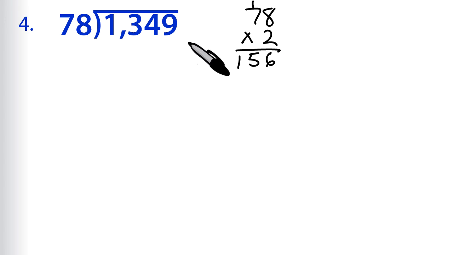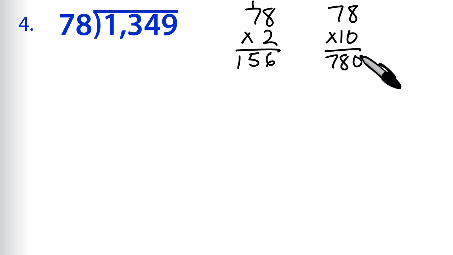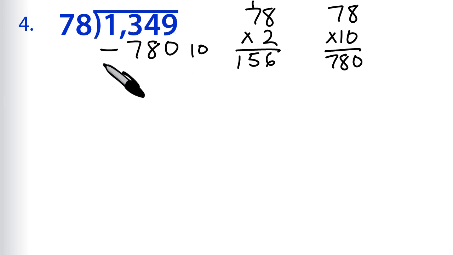And then let's also use a multiple of 10, because that'll get us to a bit more useful size, and it's very easy to multiply. So 78 times 10 is 780, and let's see if those two will be enough. So 780 is a very good first step here. We'll use a multiple of 10, and then we'll subtract 780 from 1,349.